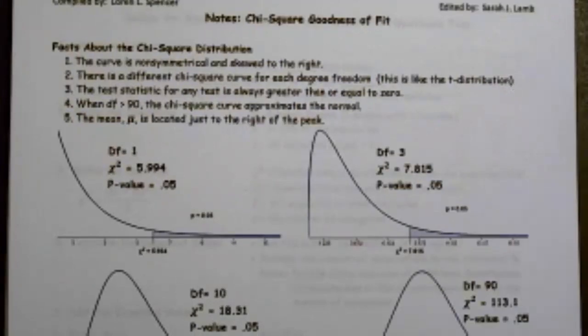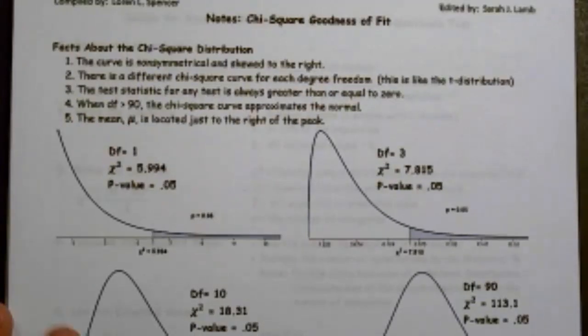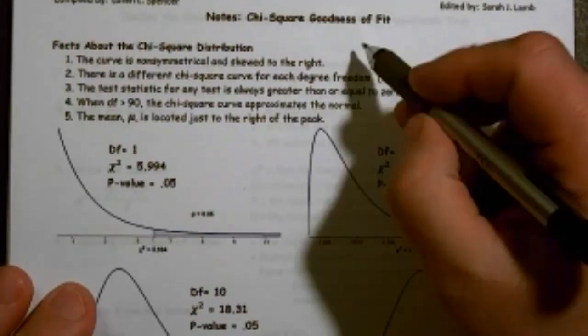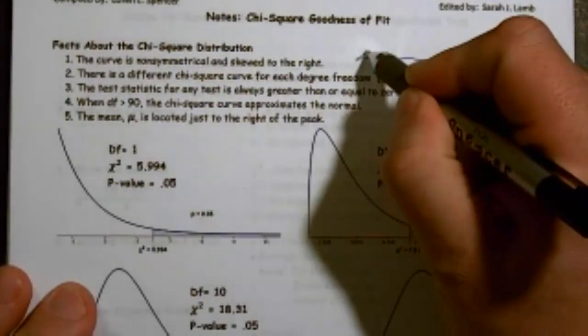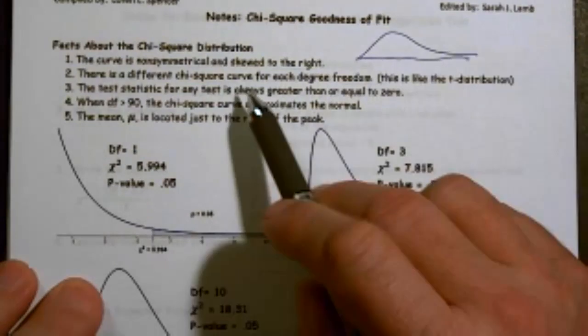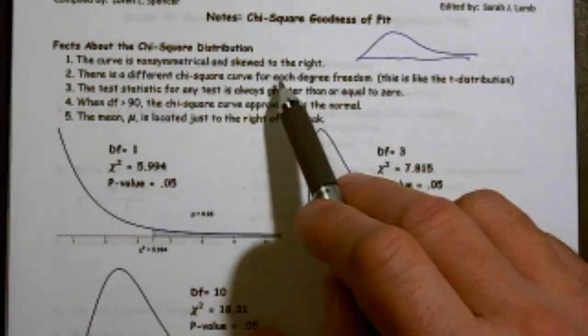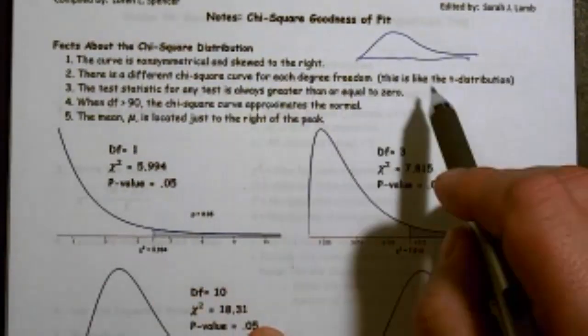The curve is non-symmetrical and skewed to the right, all right? So we're gonna have a skewed distribution, skewed to the right. There's a different chi-squared for each degree of freedom. That's kind of like the t distribution.